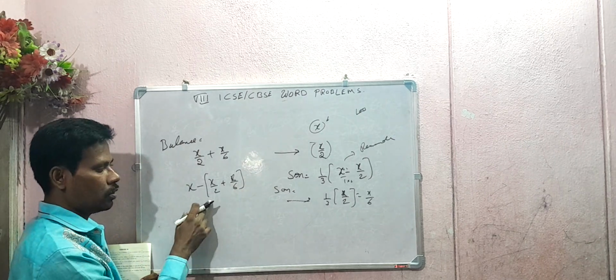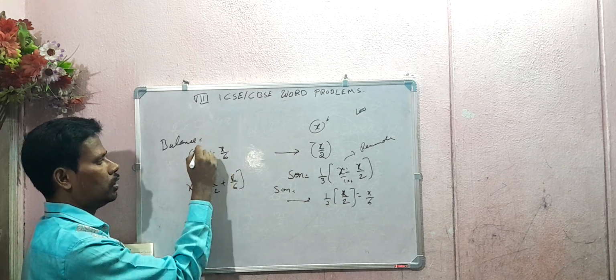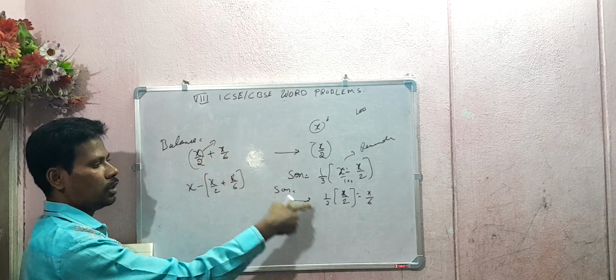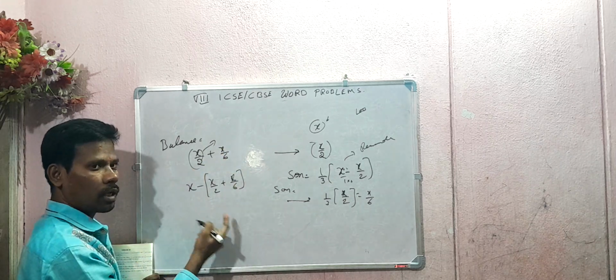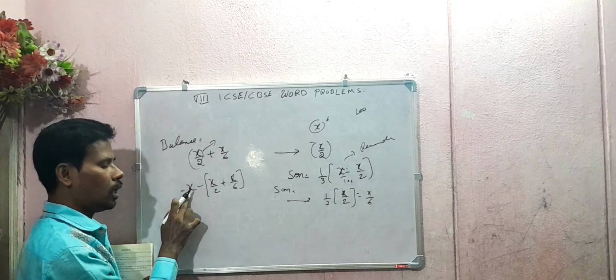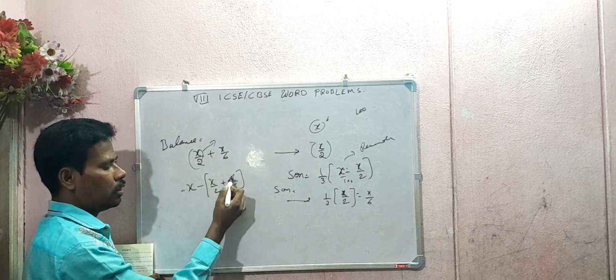Are you getting the point? Are you understanding what I am saying? x by 2 plus x by 6. This x by 2 is what he sold to someone, and x by 6 is the son. So the remainder, what I am saying, is balance. Balance means total. Total is x. This x by 2 is sold away, this x by 6 is the son.